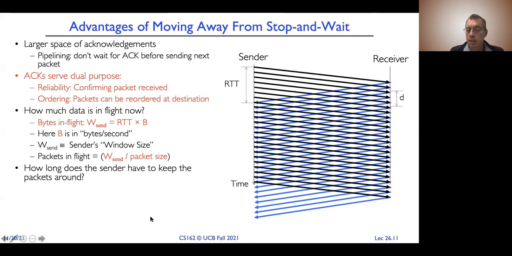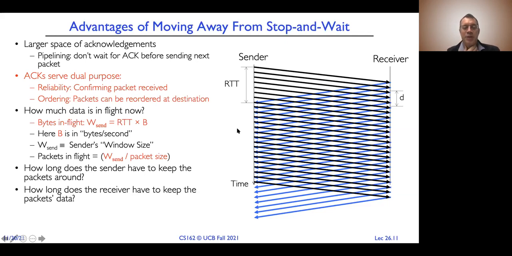So you need to keep at least a number of packets equal to the window size. How long does the receiver have to keep the packet data? Remember, the receiver needs to keep the packet data, or at least their sequence number, in order to avoid duplicates. Until the packet in the window times out.